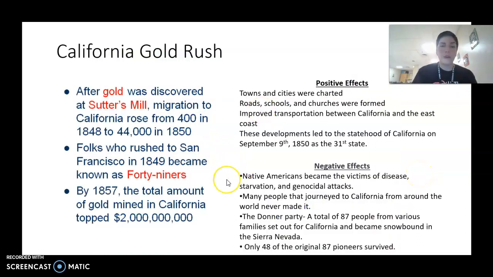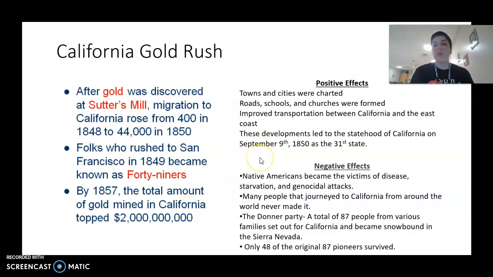The California Gold Rush, this is when we have a bunch of people going out to California. In this time, we used to have about 400 people going out in a year out to California to try to make a new life and to get land out there. And then that raised to 44,000 because people started to find gold. So the people who went to San Francisco in 1849, they became known as the 49ers. And by 1857, the total amount of gold that was mined in California topped $2 billion.